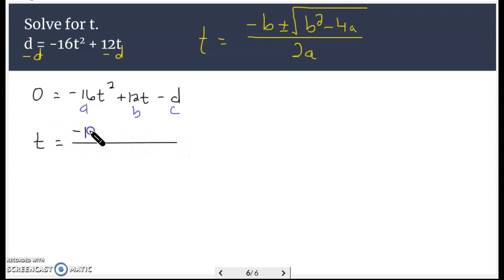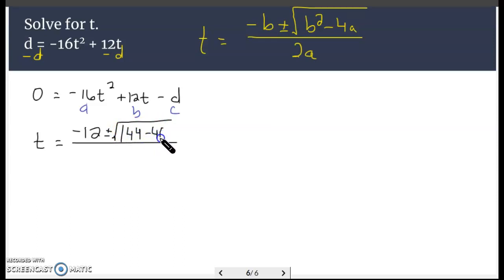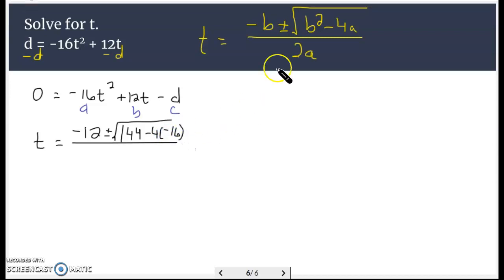Negative b would be negative 12, plus or minus b squared, 12 squared, that gives us 144, minus 4 times the a number, which is negative 16, and times the c number. Oh, I forgot c in the formula. Yeah, I got a negative d. And let's extend this out so we see everything. Forgot the c up here. There we go. 2 times a would be 2 times negative 16. That's our denominator.